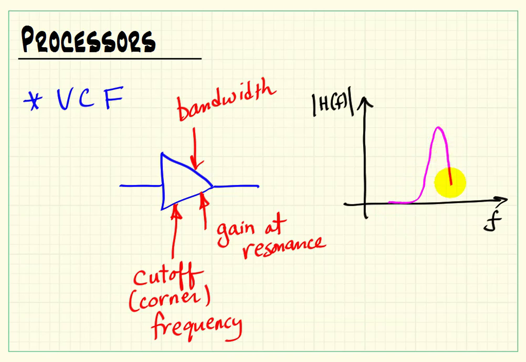Also, we're not restricted just to low pass filters. We could have a band pass filter, for example, and in this case we could have another control voltage that can influence the bandwidth, whether or not that's wide or narrow, and we can also move the center frequency.